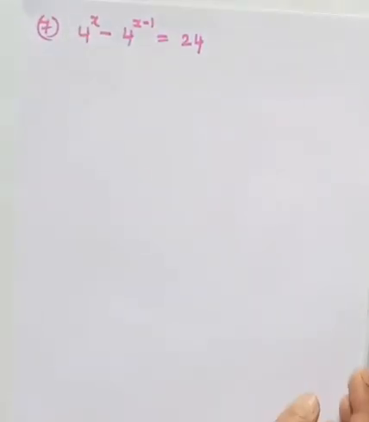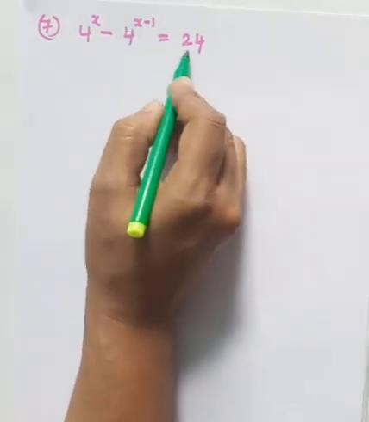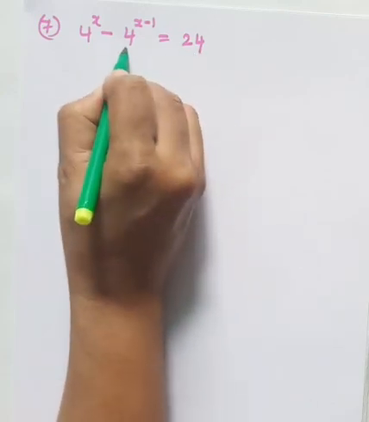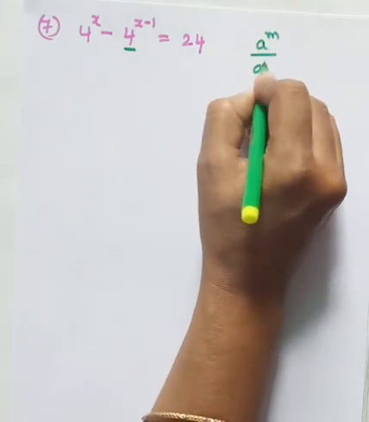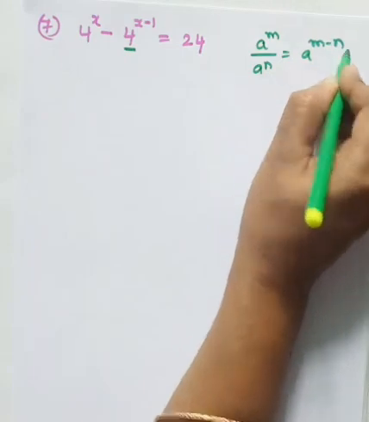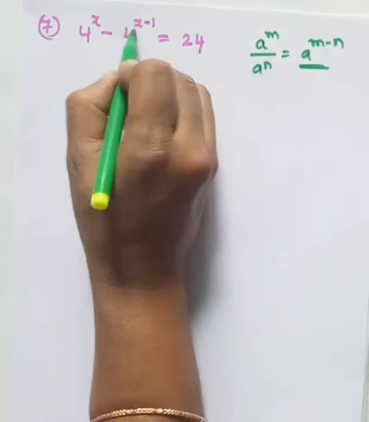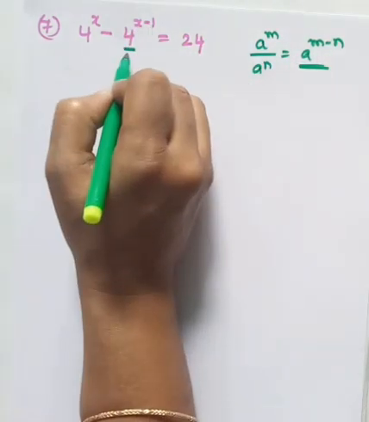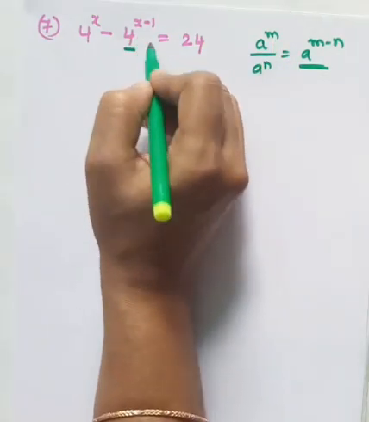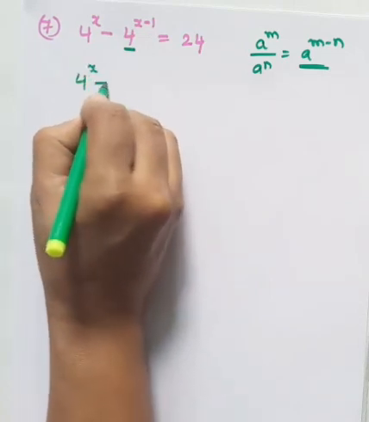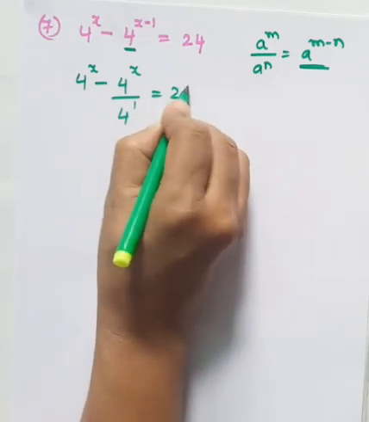Now the next question. This is also very easy. You have to understand how to do it. See, 4 power x minus 4 power x minus 1 is equal to 24. First of all, see, this is written as 4 power x minus 1. You must remember a to the power m by a to the power n is equal to a to the power m minus n. Here it is given like this and you have to form this. What is your m here? Your m is x and your n is 1. So if you want to put it in the form of a to the power m by a to the power n, it will become 4 power x by 4 power 1. Yes, write it down like that. 4 power x minus 4 power x by 4 power 1 is equal to 24.